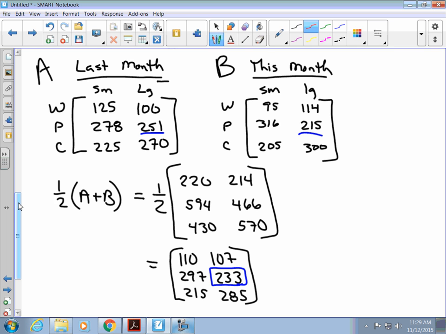If we look at this one, that's going to represent the cherry small racks that we sold as an average over that 2-month period. So there's a way to use matrices with our averages.